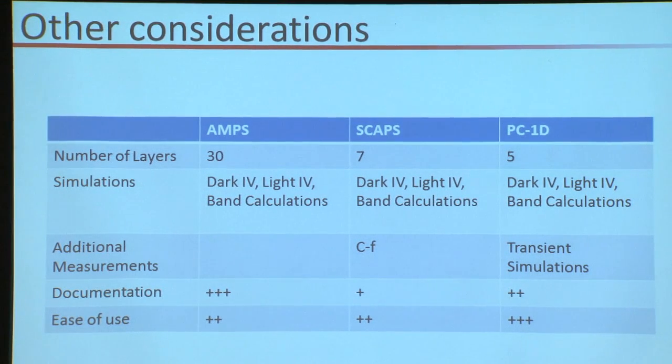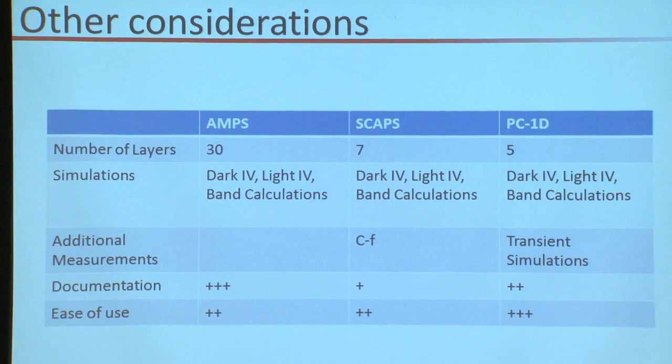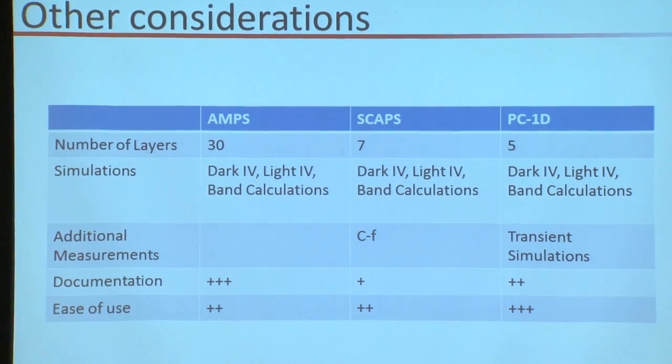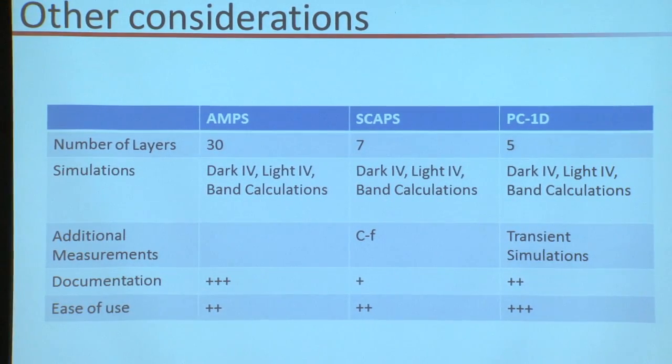Other considerations include documentation and ease of use. AMPS probably had the best documentation: you had an 80-page user manual. SCAPS was just composed of random PowerPoint slides that were thrown on the website, so it's a little bit harder to figure out. And finally, in terms of ease of use, I'd say PC1D is the easiest just because you don't really delve into the physics. You just type in values and it simulates. Whereas with AMPS and SCAPS, if you get your parameters wrong, it won't simulate or it'll freeze or things like that.